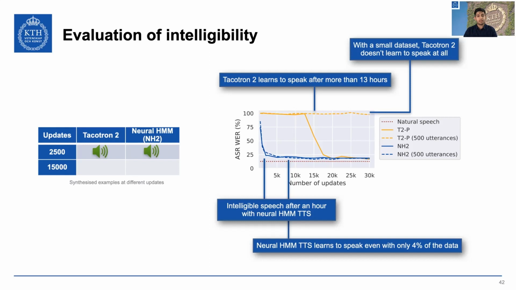Even after 15,000 updates, Tacotron 2 sounds more like the birch canoe slid on the smooth planks. While the Neural HMM has even improved on the prosody.